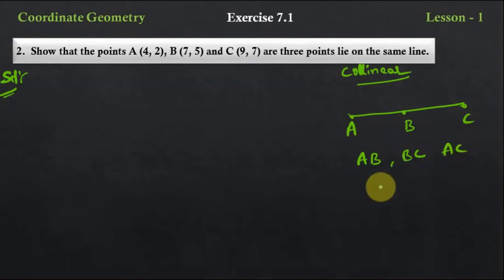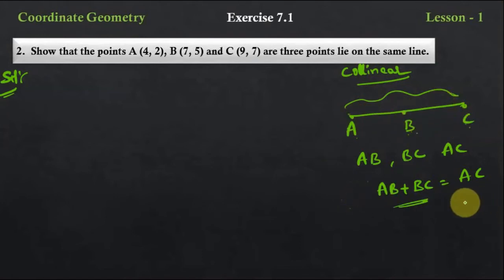Now if you observe here, when I add AB plus BC, the total distance will be equal to AC, isn't it? Distance from here to here plus here to here, so the total distance will be from here to here. So these both should be equal. AB plus BC distance should be equal to AC distance. In that way we will find. But now what we will do, first we will find the distance between AB.